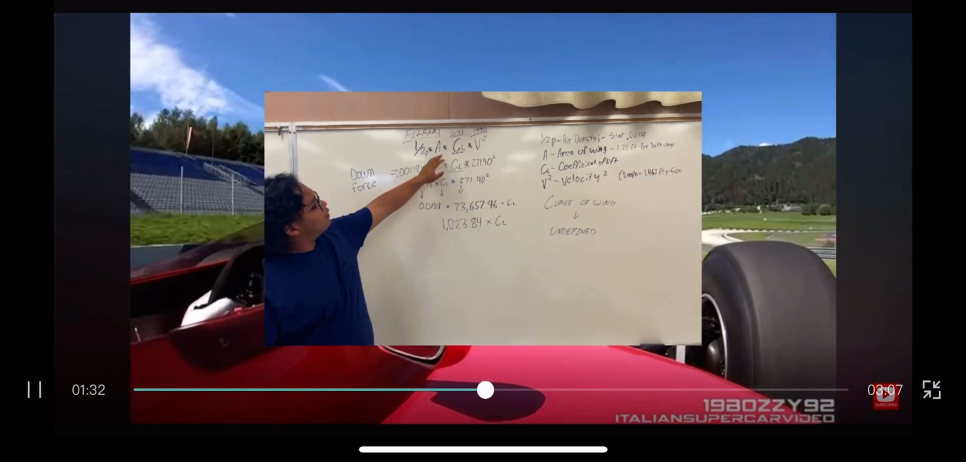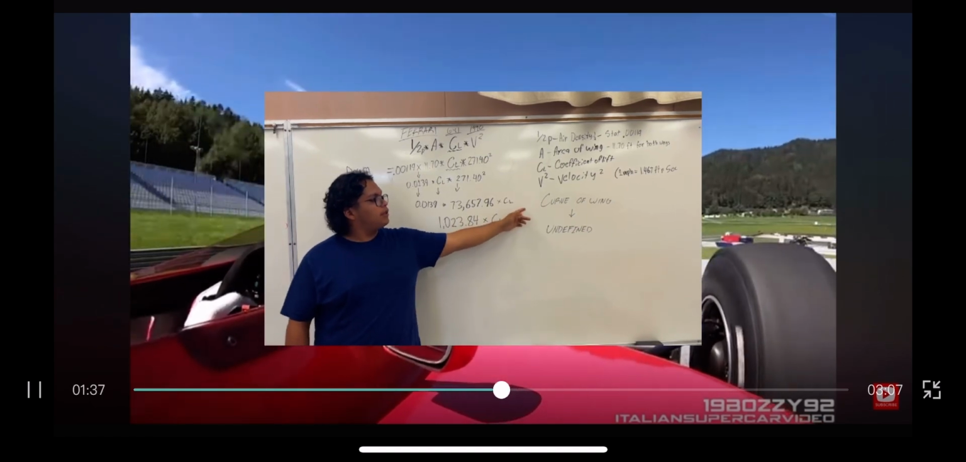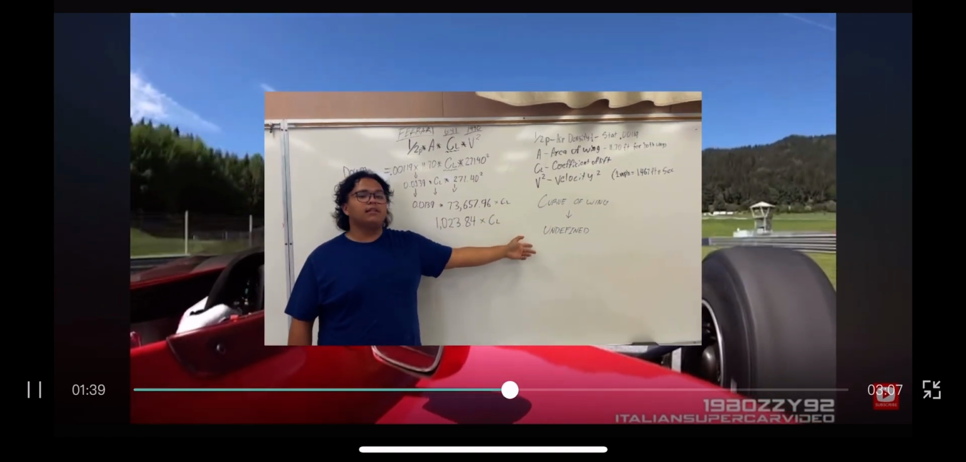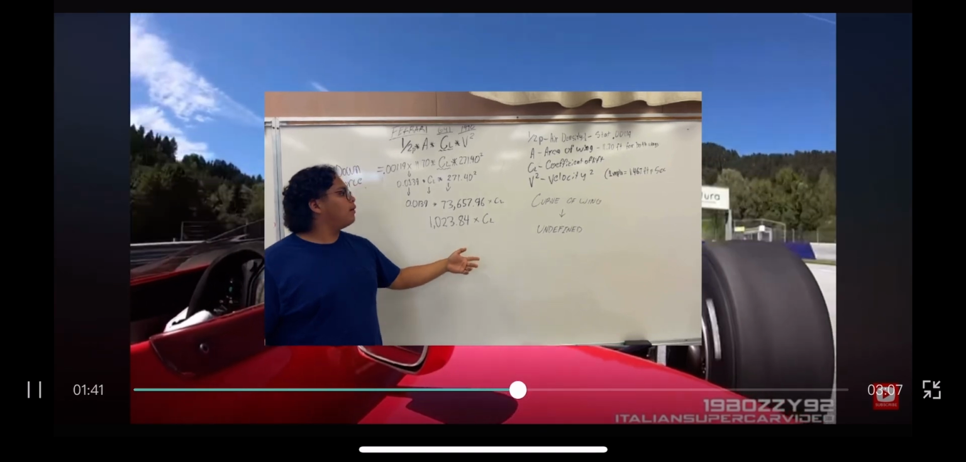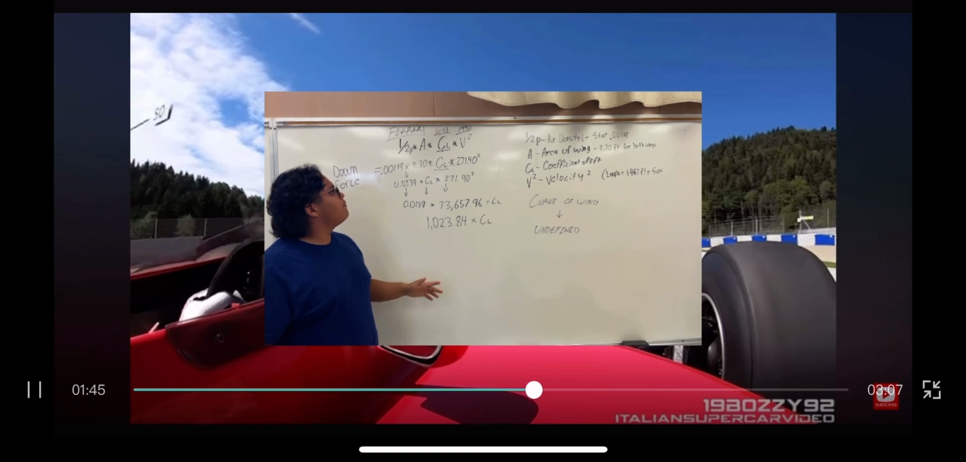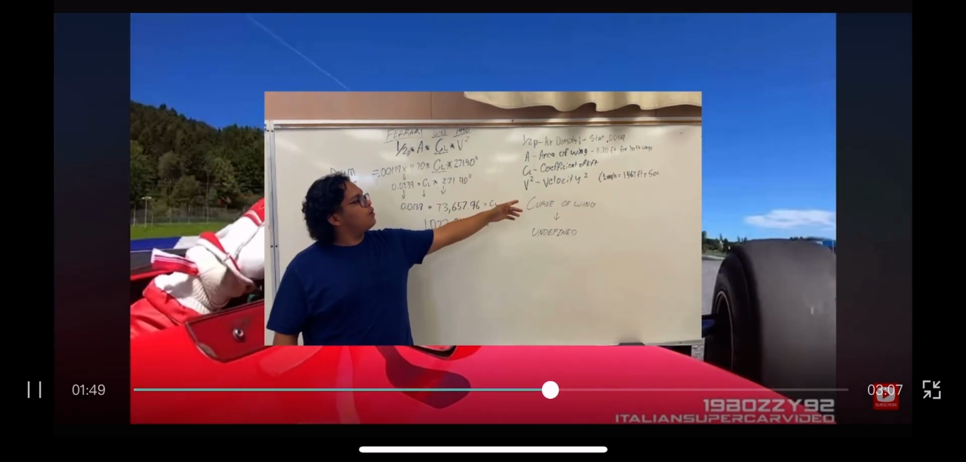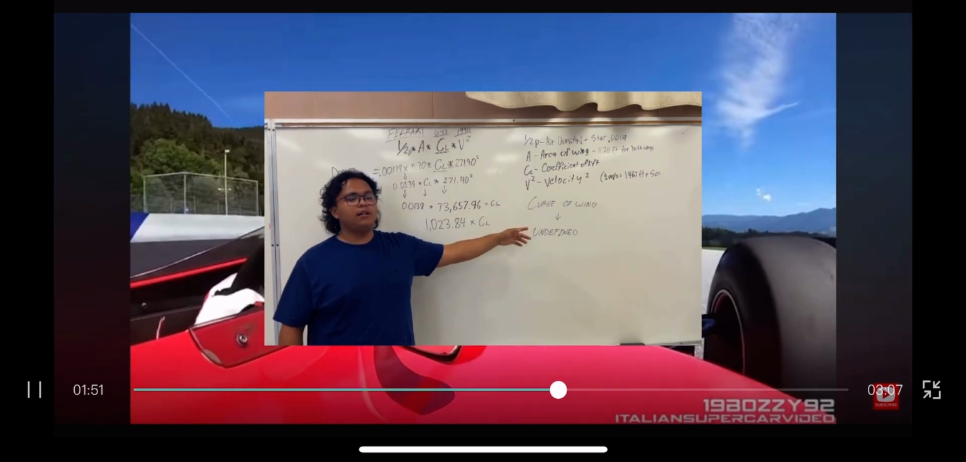And then we have the coefficient of lift, and we don't really have the coefficient of lift because for that we would need to know the curve of the wing, and it's undefined because Ferrari doesn't release that publicly. They keep it private for every car, and they always have. And then we have velocity squared. So 1 mile an hour is 1.467 feet per second.